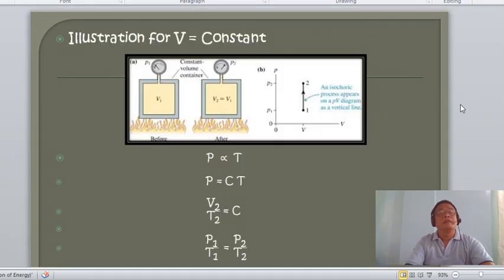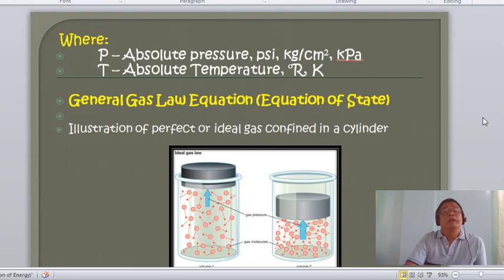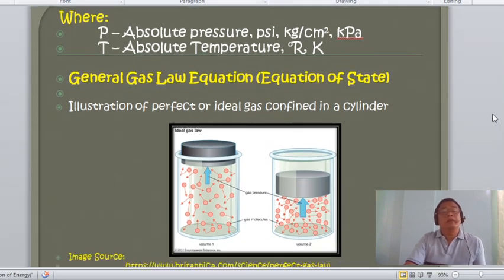Okay? So, another we have here for Charles's Law. So, the illustration for a constant volume process. Okay? So, this is now the illustration. So, take note that the pressure is directly proportional to temperature, or the ratio of the pressure and temperature is equal to a constant. Okay, so where, of course, P is the absolute pressure, in psi, kilogram per square centimeter, or kilopascal. The temperature is the absolute, so maybe in Rankine or in Kelvin. Okay?